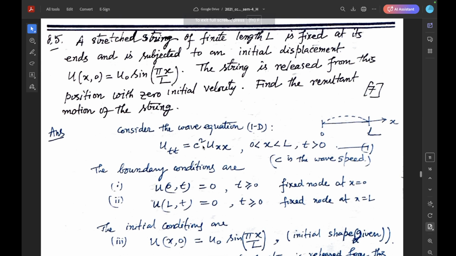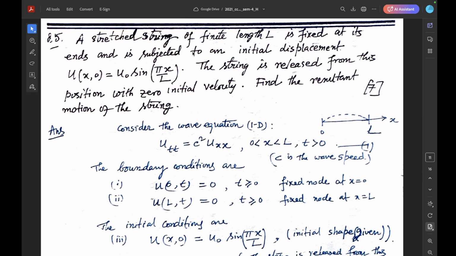Consider the string problem, the one-dimensional wave equation. We can write u_tt = c² u_xx, where 0 < x < L, the length of the string is L, and t, the time variable, is greater than 0. This is equation 1, and c is the wave speed.